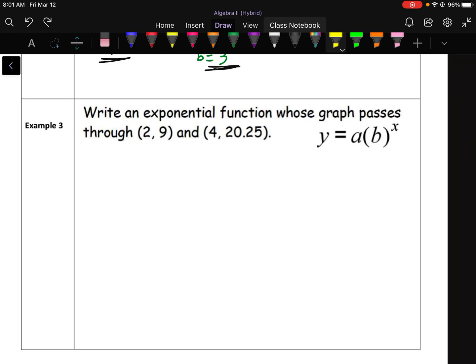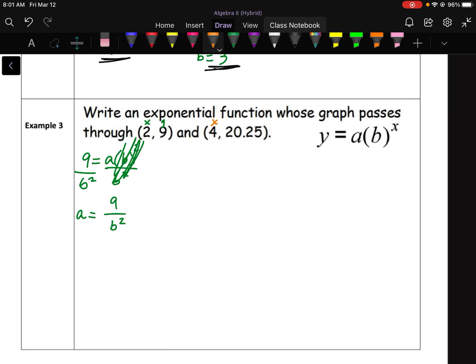This is the last example. Again, you're going to take your first point, we'll just call this x and y. So 9 equals a times b to the second. You're going to solve this equation for a every time. In this case, we can just divide both sides by b squared, because that's going to cancel out. So a equals 9 over b squared, and then you stop there.